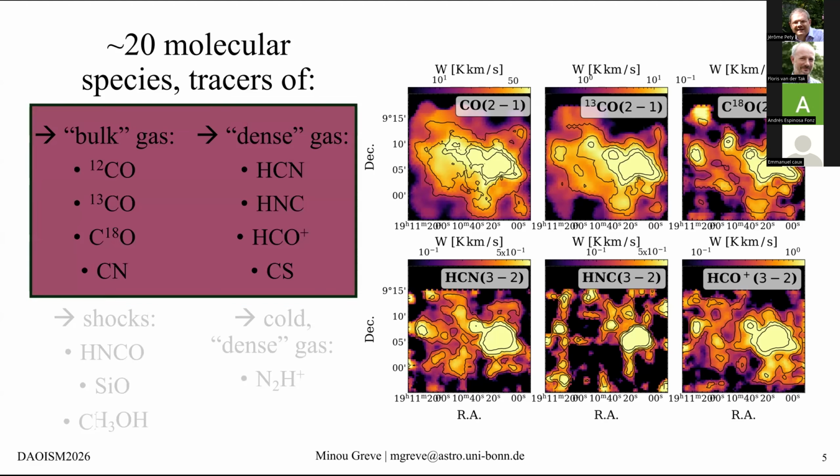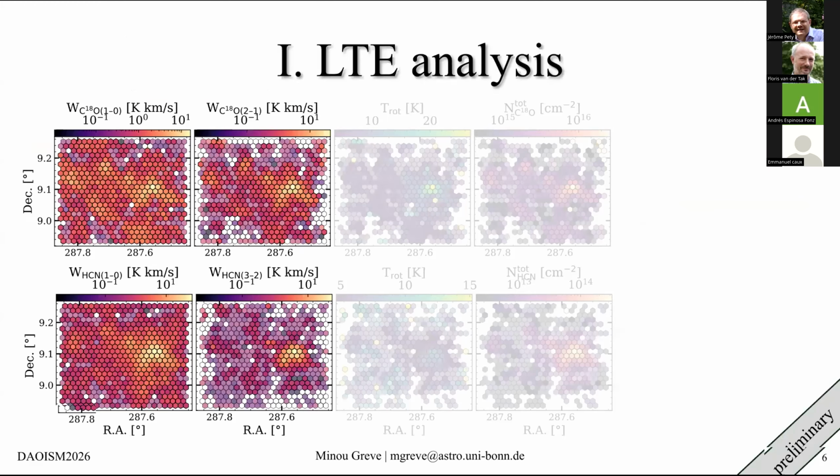For today, we will focus on these two categories, which just to make it easier for me to phrase them, I will refer to as the bulk and the dense gas group. And we have for both of these groups 4 molecules with each 2 transitions, making each group basically consist of 8 line emissions.